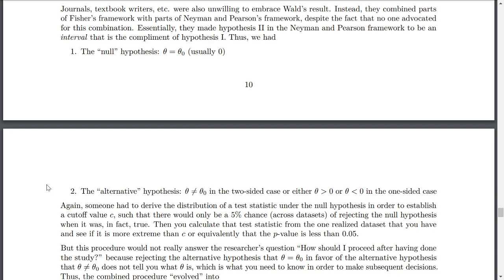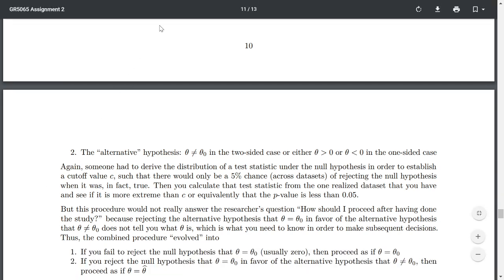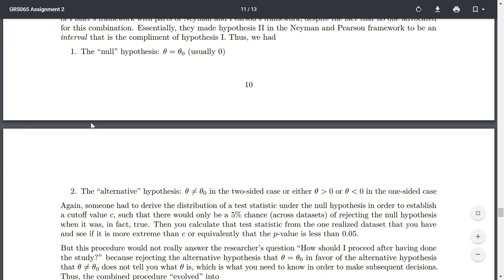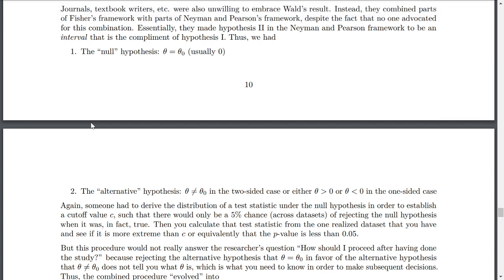So this got put on 2 pages, which is unfortunate. But we have the null hypothesis that the parameter is some hypothesized value, usually 0. And then the alternative hypothesis is that the true parameter is not the hypothesized value. It's any number besides that. It could be a 2-sided alternative, could be a 1-sided alternative. But in any event, the alternative hypothesis is that the true parameter is in some interval of the entire parameter space that excludes one point, namely the one point hypothesized under the null.